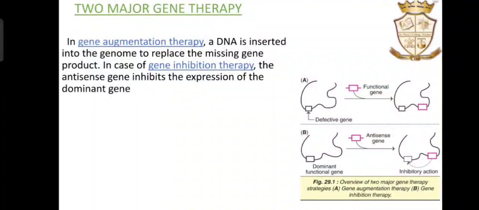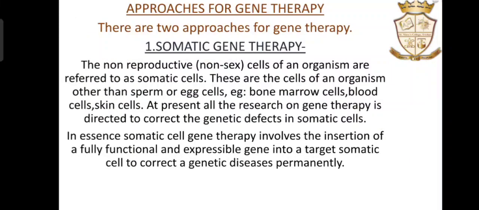Two major gene therapies. In gene augmentation therapy, a DNA is inserted into the genome to replace the missing gene product. In case of gene inhibition therapy, the antisense gene inhibits the expression of the dominant gene. This is a picture of the two major gene therapies, gene augmentation therapy and gene inhibition therapy.